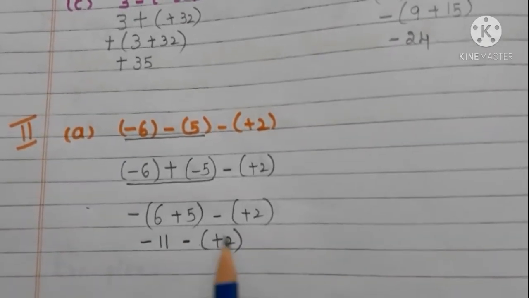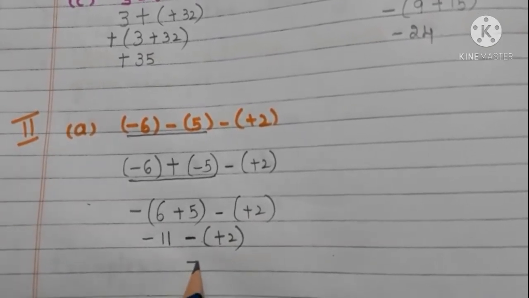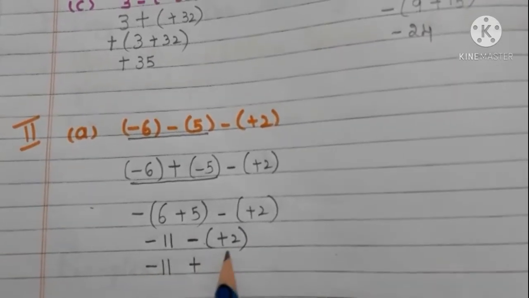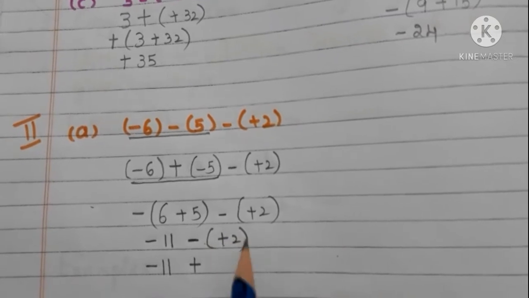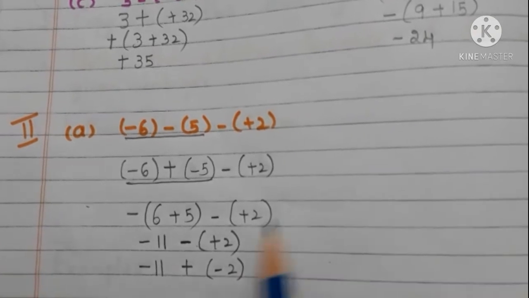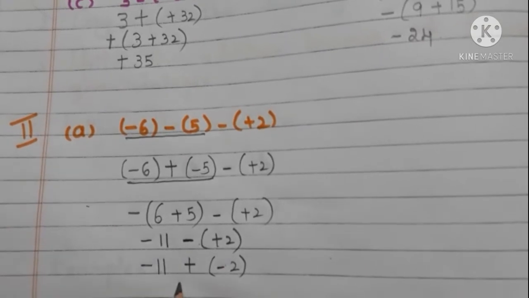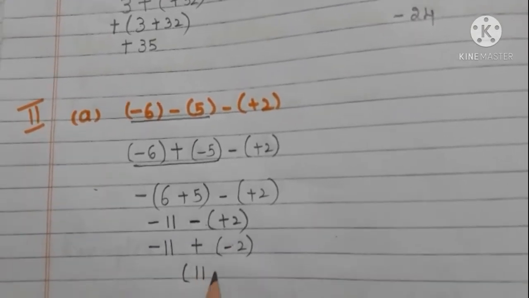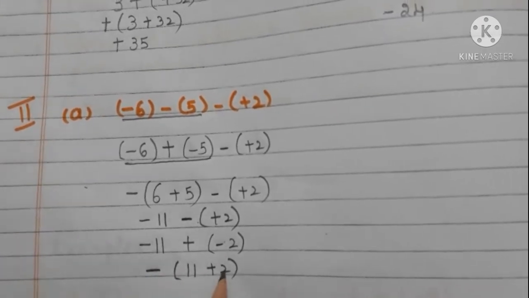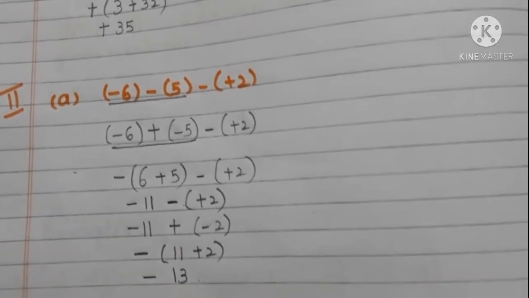Okay, now let us simplify this one. Instead of this subtraction symbol, we have to write the addition symbol. Copy down negative 11 and write the additive inverse of positive 2. It is negative 2. Now follow the addition rules. Here we have again two negative integers. So we have to add 11 and 2 and write the negative sign. 11 plus 2 is 13. So the answer is negative 13.